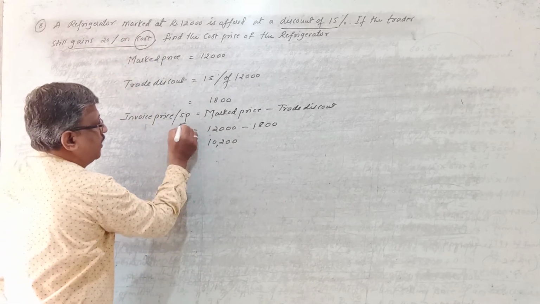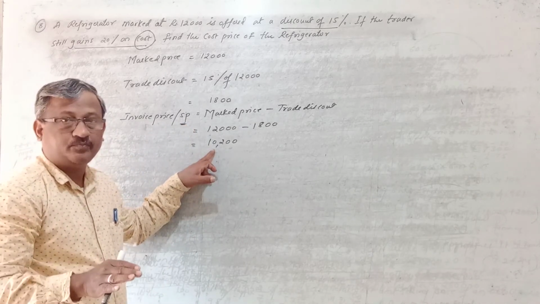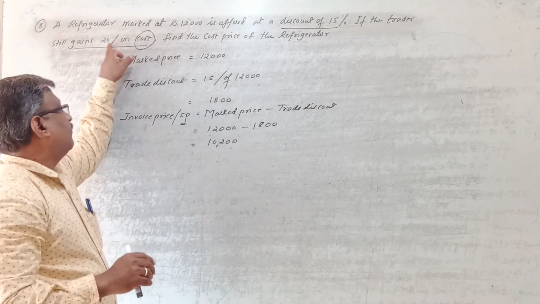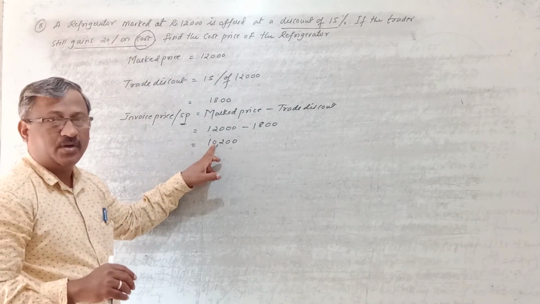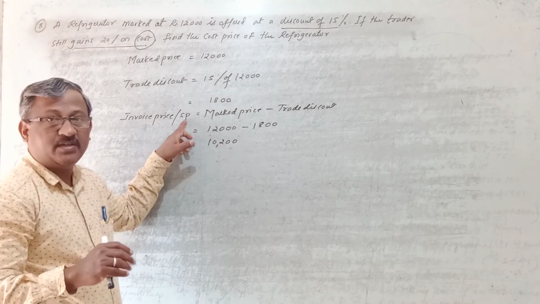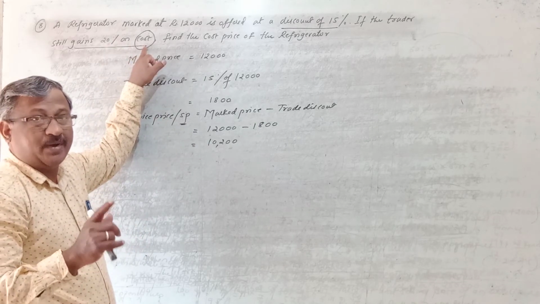10,200 is my which price? Selling price. So now we have to calculate the profit. To calculate the profit, you cannot calculate 20% profit on 10,200, because 10,200 is not my cost price. This is my selling price. And profit is on which price? The cost price.